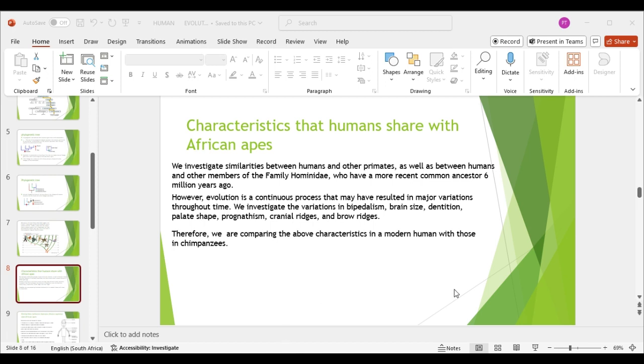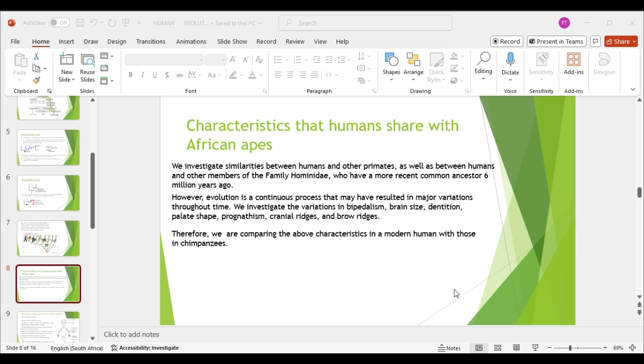Now, coming to this one, we're going to talk about the characteristics that the humans share with the apes. On our previous slides, we talked about the biological classification and also how to interpret a phylogenetic tree and what it is. Now we're going to look at the characteristics that the humans share with African apes. So here we're going to investigate similarities between humans and other primates, between humans and other members of the family Hominidae. So we're still in the family of the Hominidae, but we're going to see the differences and similarities with other primates.